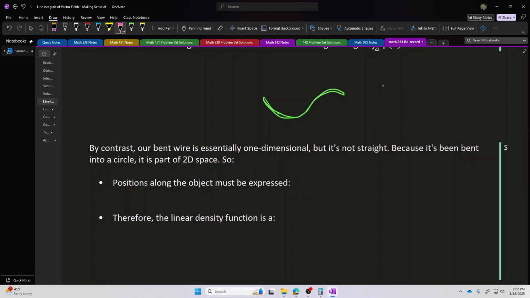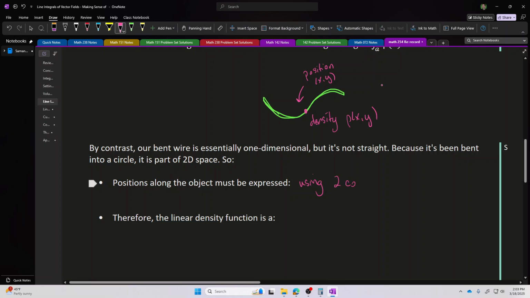So this means that positions along the object have to be identified using two coordinates, x and y. And the density of that object at that position must be a function of two variables. The positions along the object must be expressed using two coordinates. So the linear density function is a two-input function.